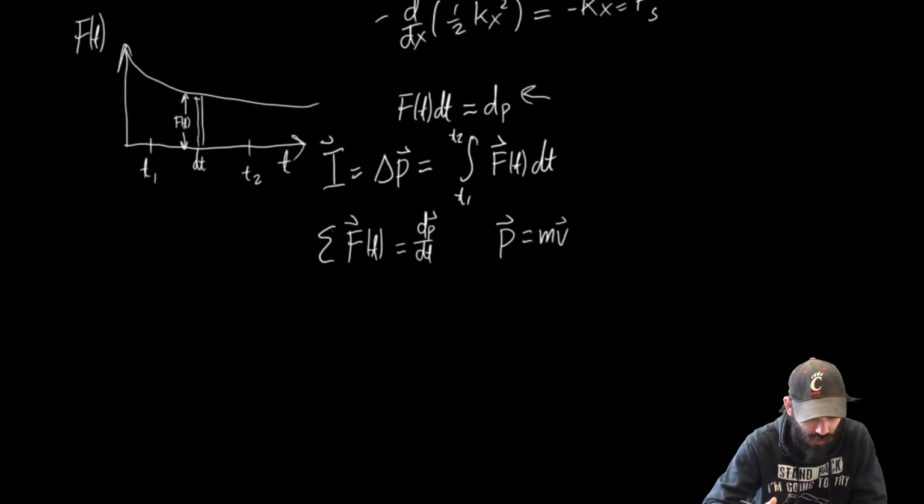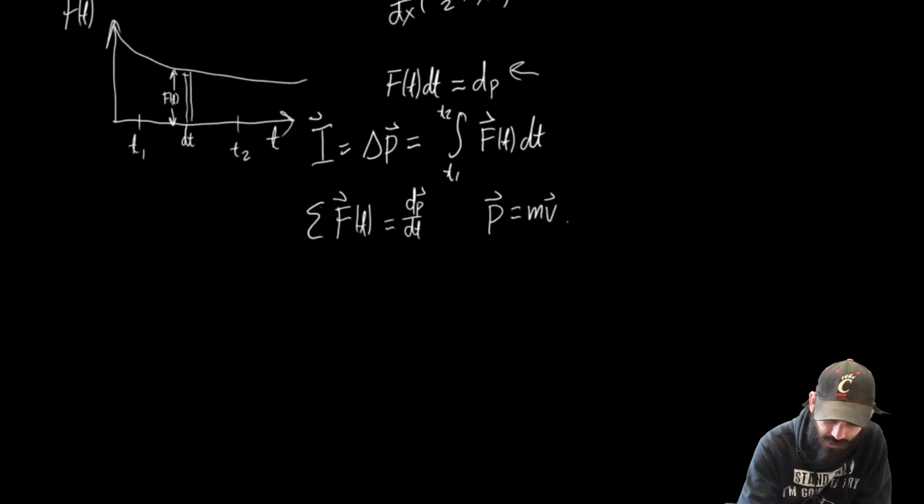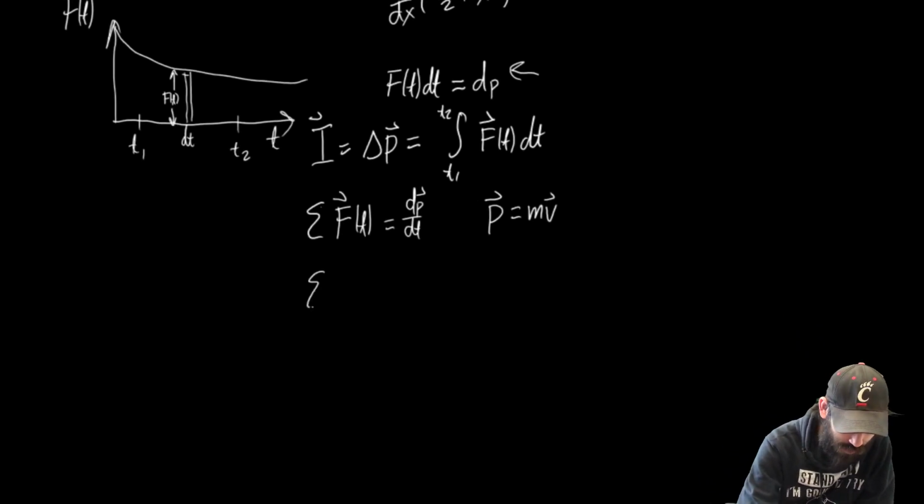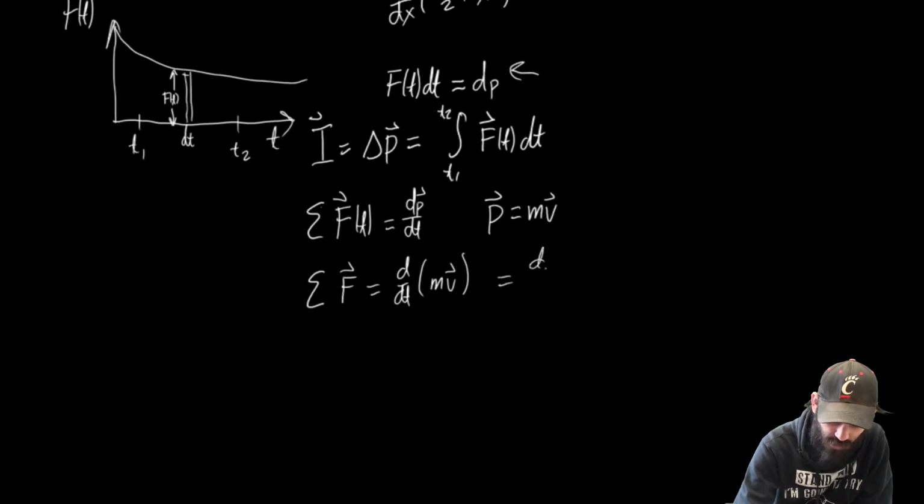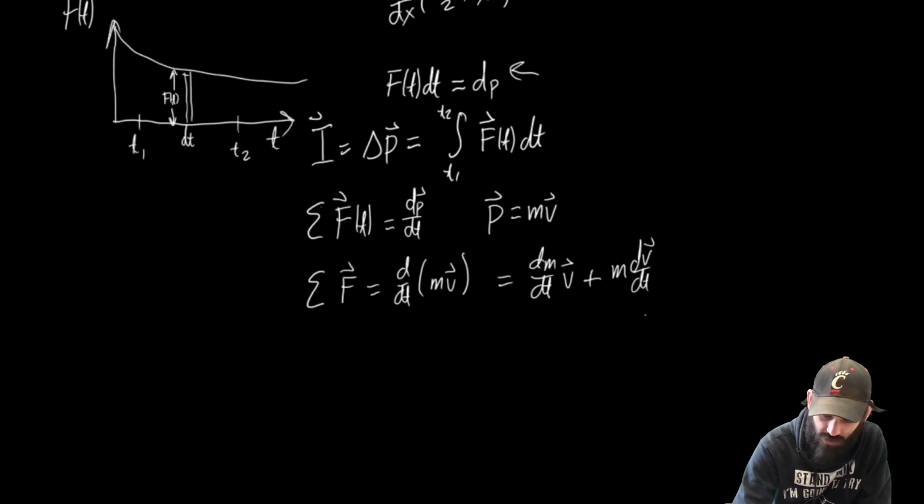Okay, so here what we can do is take this and plug it back in here, and so we say that the sum of the forces is going to be equal to d by dt of mv, and this is going to be dm/dt times v plus m dv/dt, where dv/dt is what we know is the acceleration.